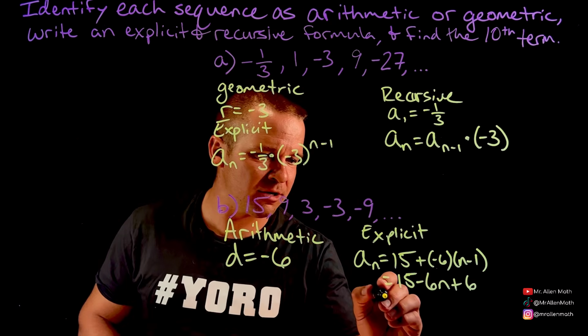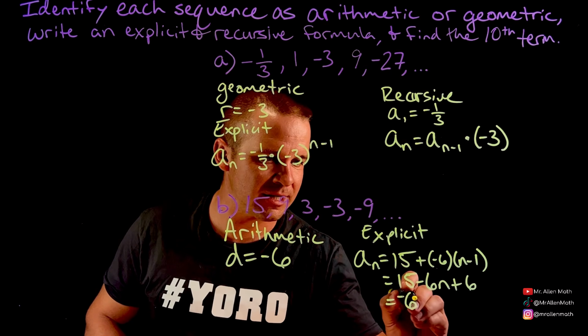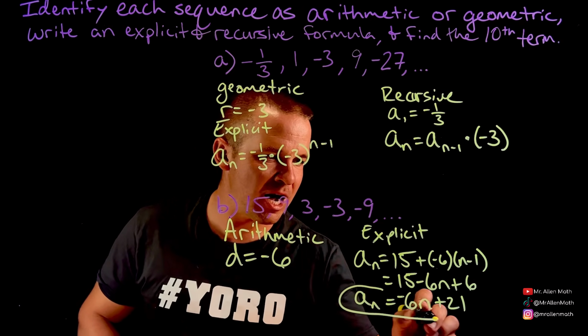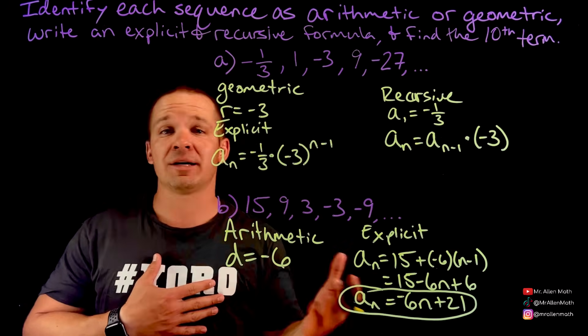And now combine like terms. So I got 15 plus 6, that is 21, so I'll do negative 6n plus 21. I like that formula right there. I personally like to clean them up. Not everybody does it. I'm going to do it because I'm making the dope video, yo.